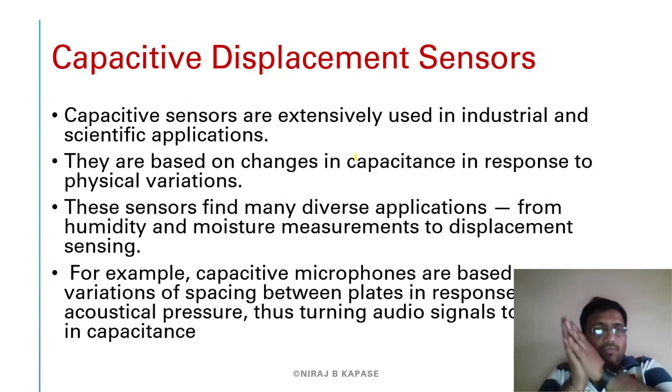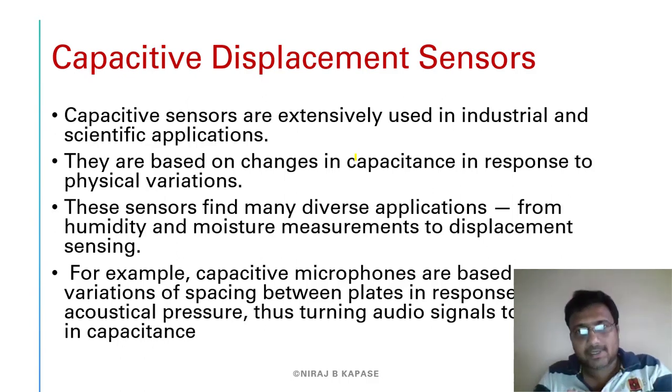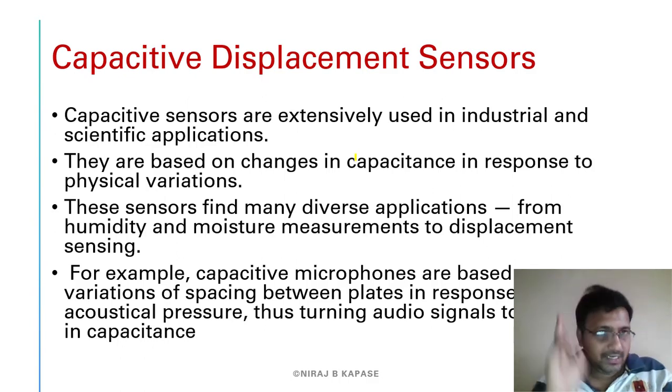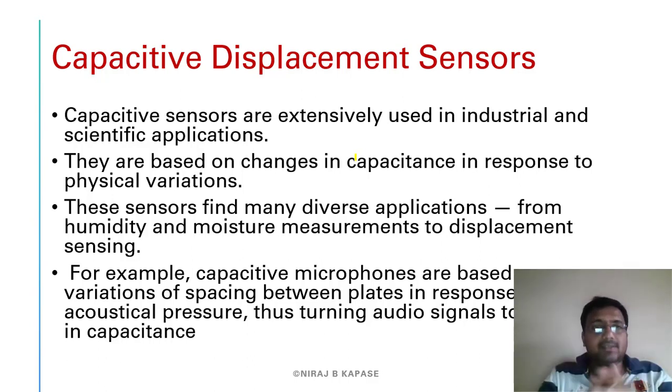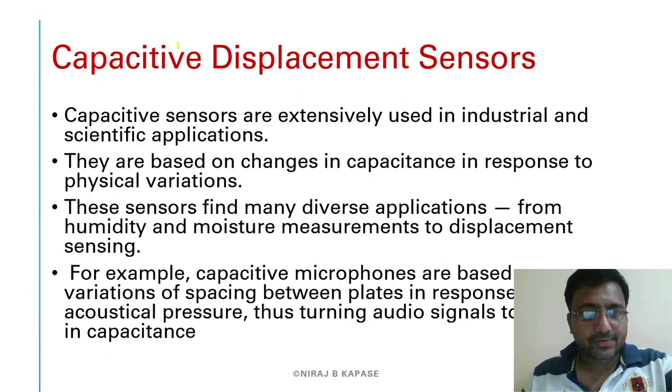Next type. So we have seen resistive type displacement transducers. We have seen inductive type displacement transducers. The third way is capacitive displacement transducers. Based on the capacitance principle, we are going to measure distances using a capacitive displacement transducer. Here the capacitive sensors are extensively used for industrial and scientific applications. They are based on changes in capacitance in response to physical variations.